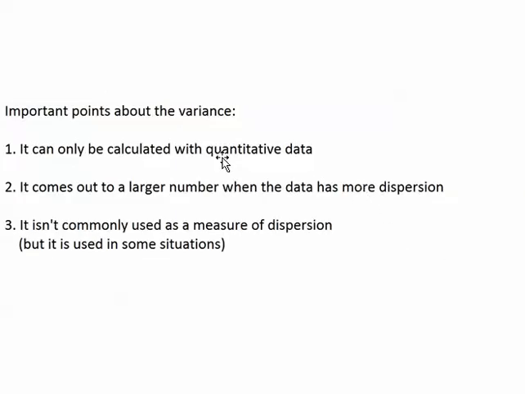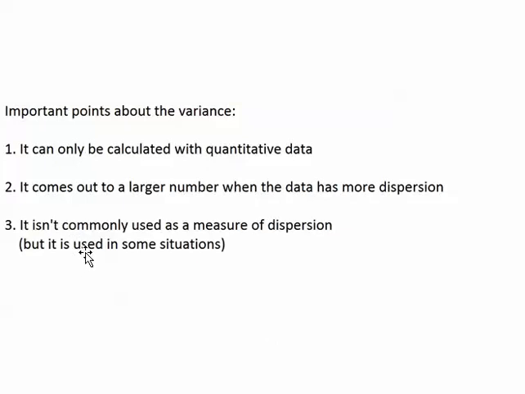It can only be calculated with quantitative data. In other words, it can only be calculated with numbers like heights, ages, or incomes. It can't be calculated with category values like genders or hair colors. Second, it comes out to a larger number when the data has more dispersion, just like the MAD. Any measure of dispersion comes out to a larger number when the data has more dispersion. It isn't commonly used as a measure of dispersion, but it is used in some situations.